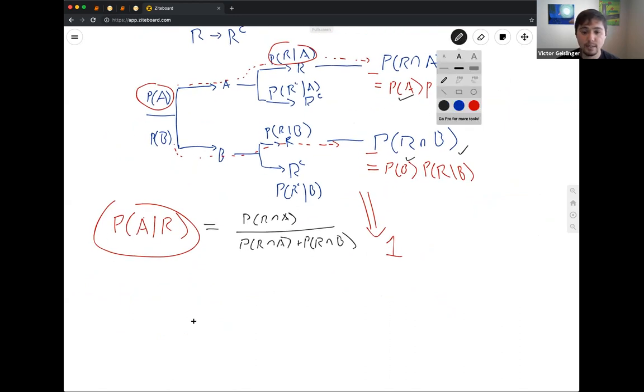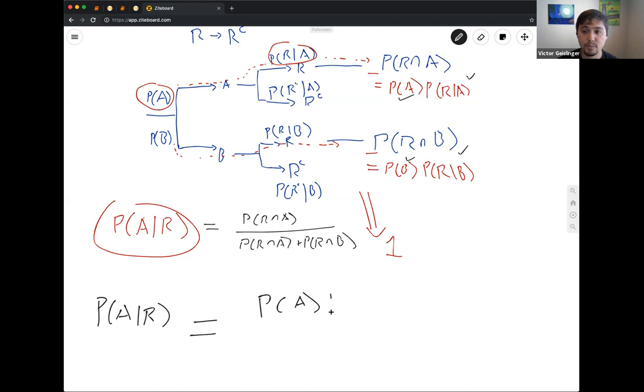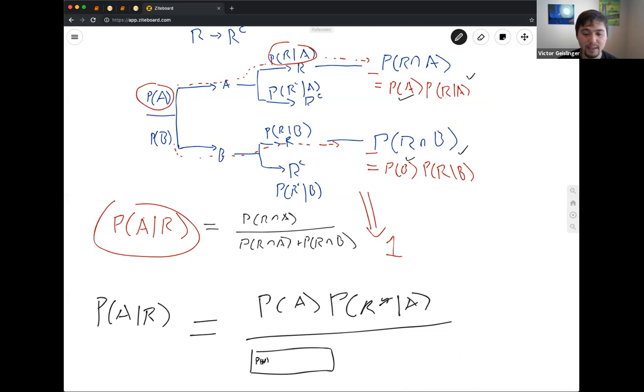okay, that means P of A given R, which is what we want, which we didn't originally know, is equal to P of A times P of R given A, all over this whole mess again. I'm just going to write it because I'm lazy. Okay, so P of A times P of R given A.